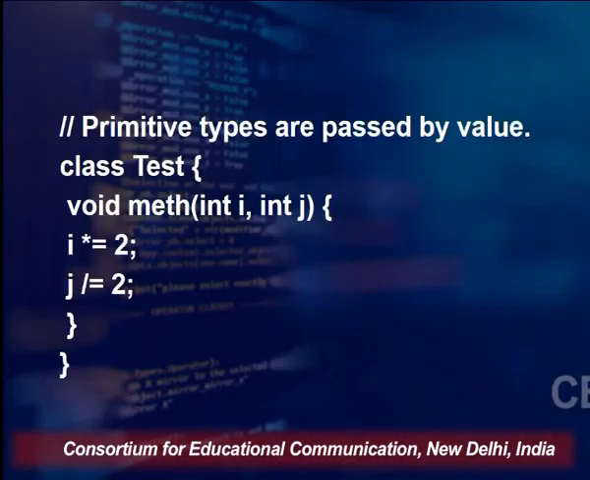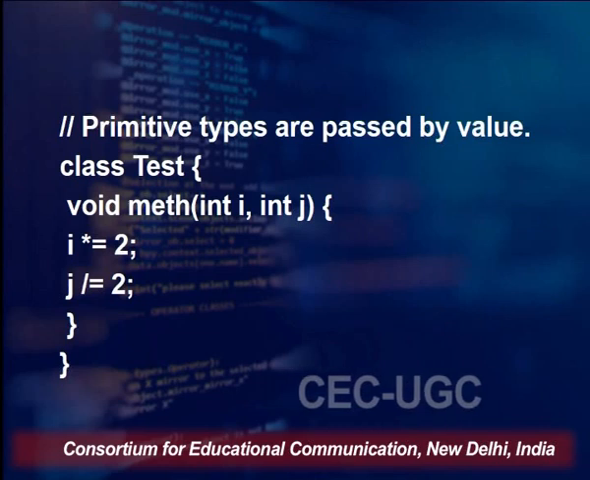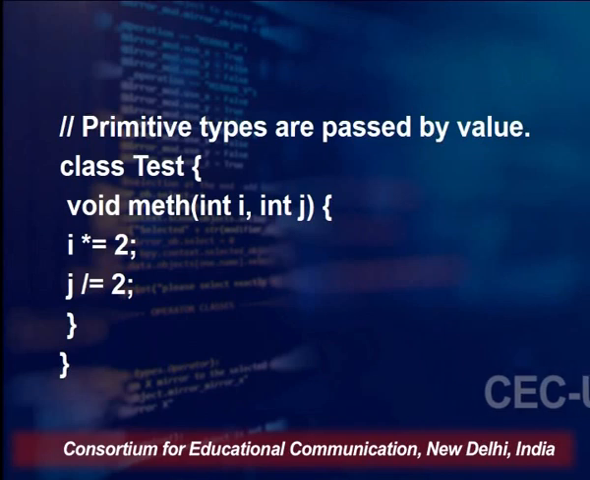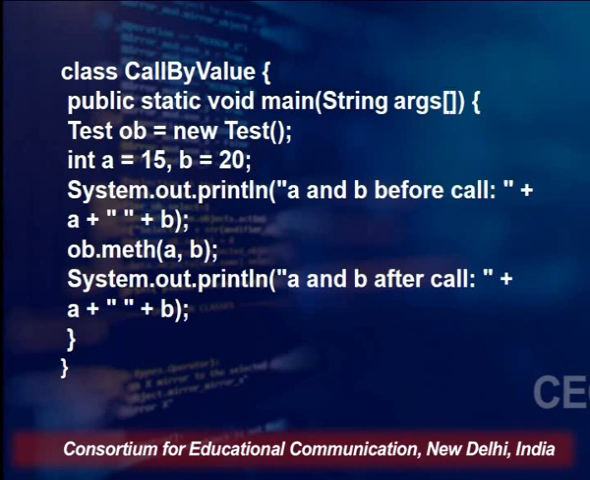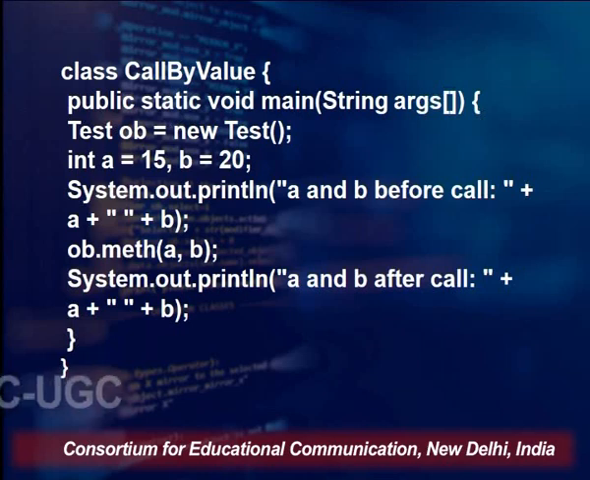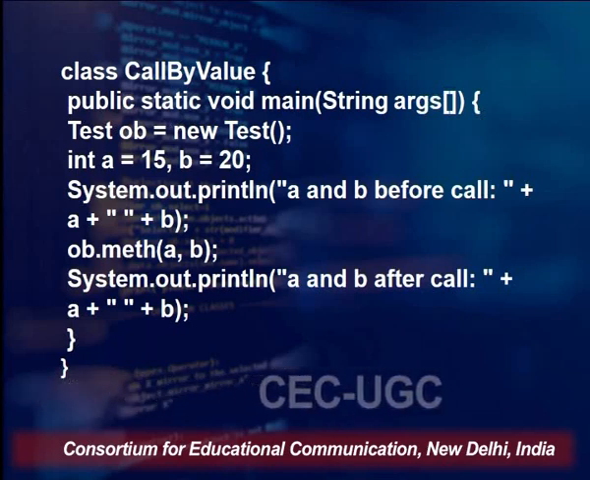Here, if we want to see a demonstration of pass by value in the case of primitive types, let us see this. We have a class Test which has a method with two parameters, and in it we simply say i = i * 2 and j = j * 2. So the parameters are getting modified within this method. In public static void main, we have created an object OB of the class Test, and we have two integer variables, int a = 15 and b = 20, and we have printed the values of a and b before the call.